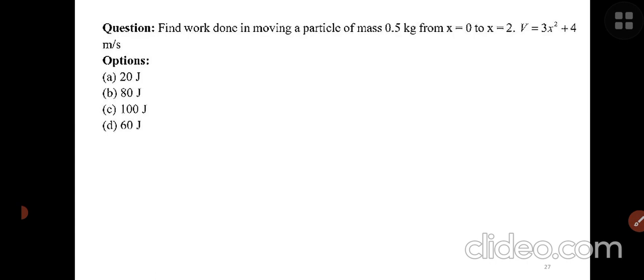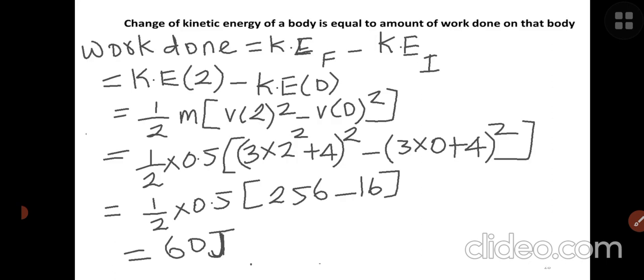Find work done in moving a particle of mass 0.5 kg from x equal to 0 to x equal to 2. V is equal to 3x square plus 4 meter per second. Four options are 20 joules, 80 joules, 100 joules and 60 joules. Here there is a hint. Change of kinetic energy of a body is equal to amount of work done on that body. So using this hint, we are going to solve the problem.